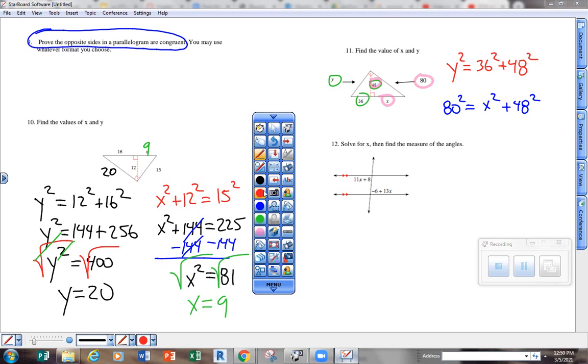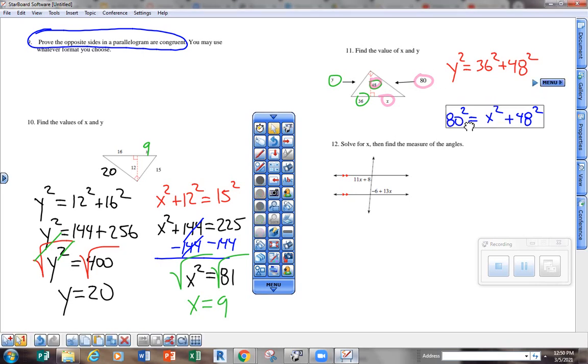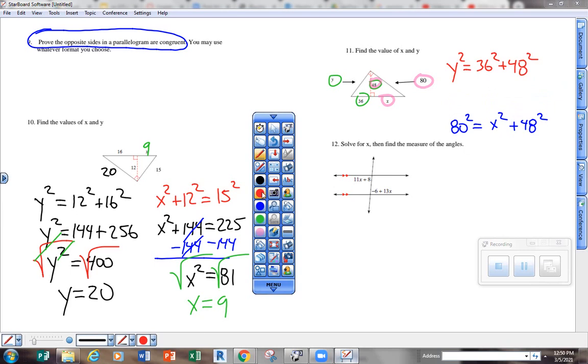If you do that math, that gives me y squared. If I can move this down a little bit. 36 squared plus 48 squared equals 3,600. When I square root that, it gives me y equals 60.